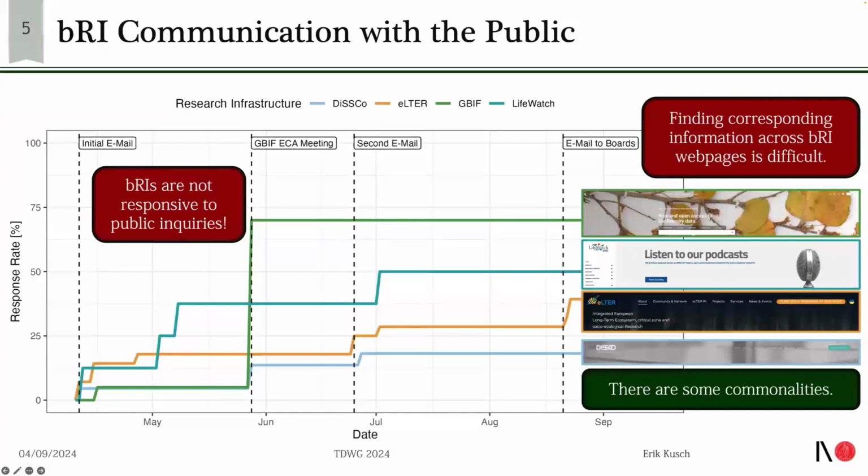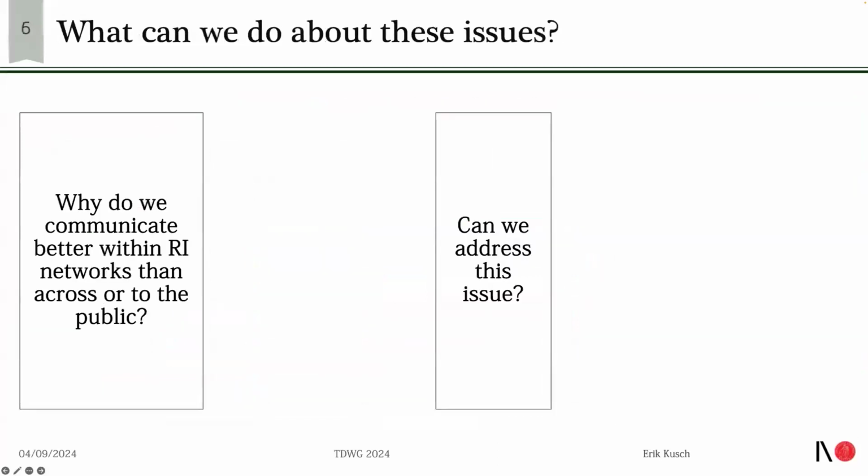And setting this aside, I would like to return to the question of what can we do about the fragmentation? So why do we communicate better within RI networks than across RI networks or to the public? And subsequently ask whether we can address this issue. First of all, I think the topics and services that different bio-RIs target ultimately set a different communication style, a different set of information that is being communicated. And so right there, we have a source of fragmentation.